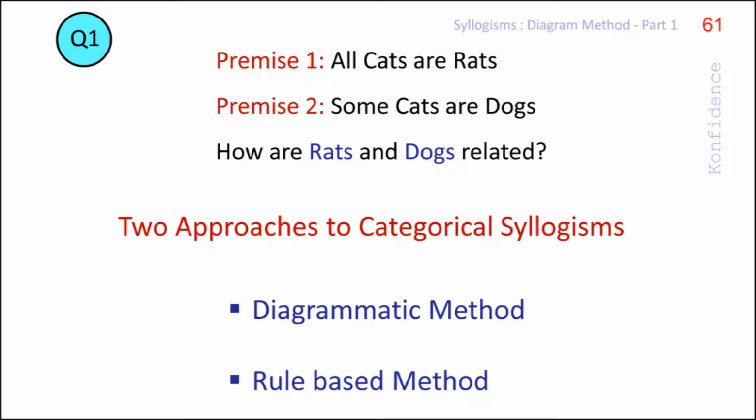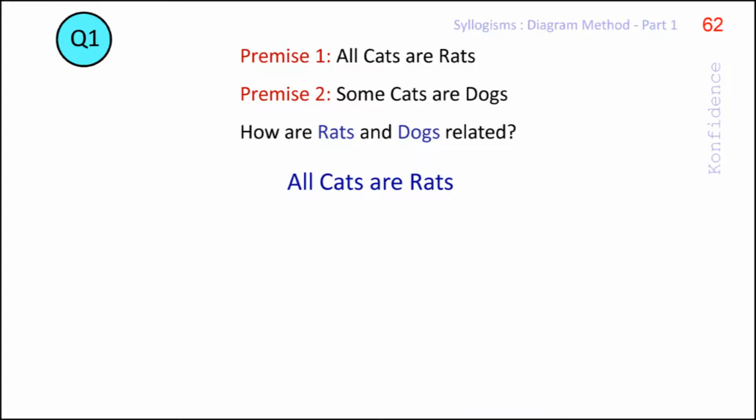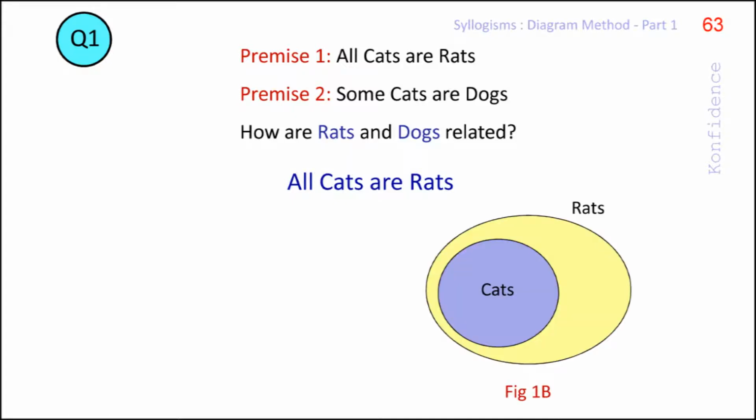In the diagrammatic method, what we do is to draw diagrams that represent the given relationships and then combine the diagrams in order to deduce the relationship between the categories in question. Let us use the diagrammatic method to answer question Q1. First, let us try to represent the relationship all cats are rats diagrammatically. The diagram figure 1b shown in the slide is the one that comes naturally to all of us when we say all cats are rats.